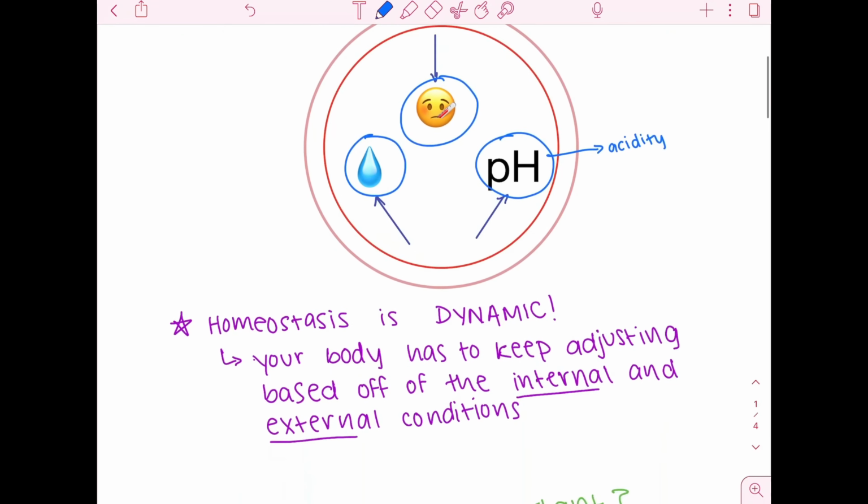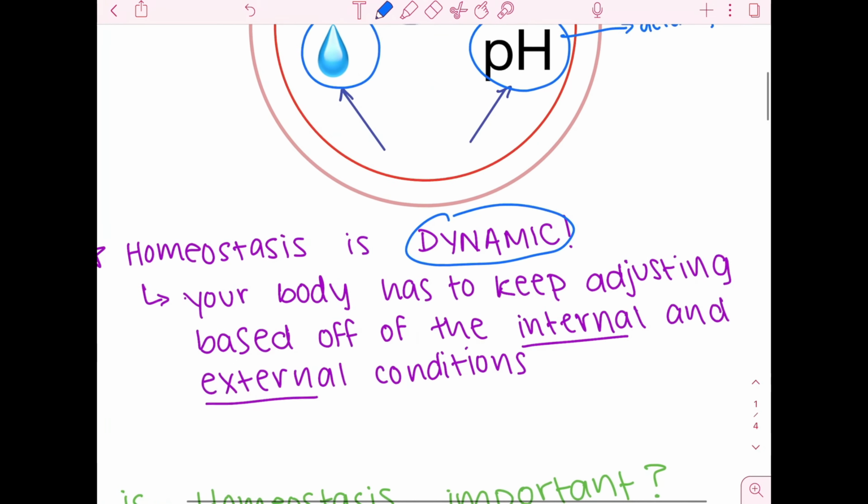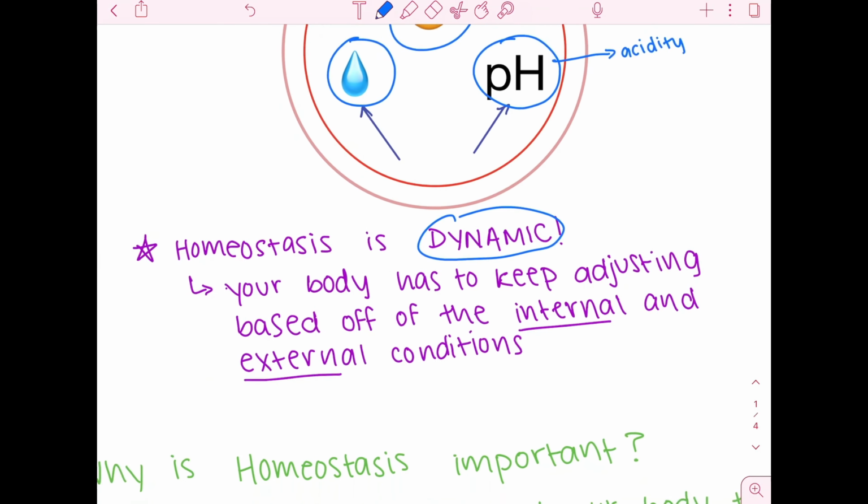Okay, so an important note to make is that homeostasis is dynamic, which means that your body has to keep adjusting based off of the internal and external conditions that your body faces. A great example of fluctuation that our body experiences every day is temperature. So for example, it's a little bit colder in the morning than it is in the afternoon.